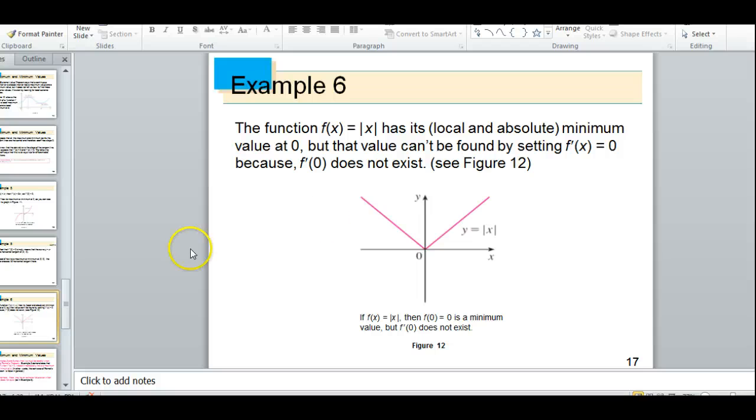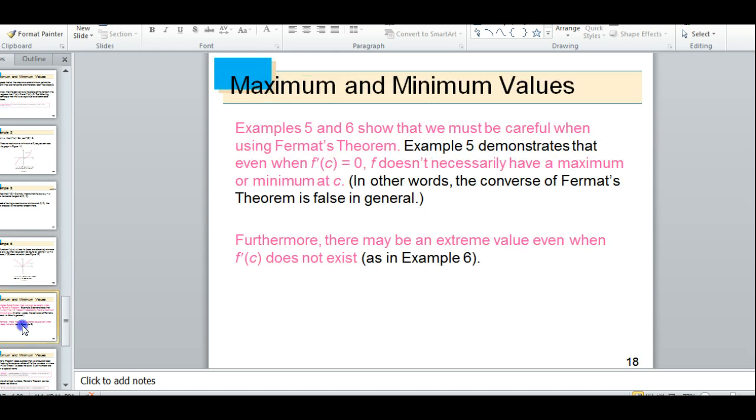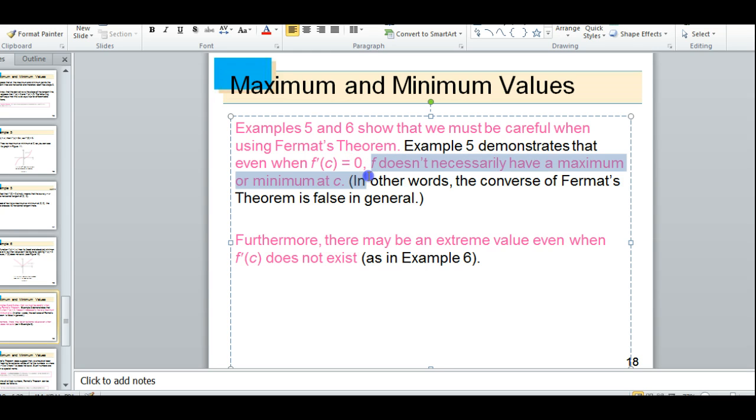And also the other thing that I want to show you here: the derivative does not exist, yet this is the absolute minimum of this function. So it is not a requirement to have derivative of 0 for the point to be a minimum or a maximum value. So it is here reassuring you the fact that whenever f prime of c is 0, it doesn't necessarily mean that we're going to encounter a minimum or a maximum.